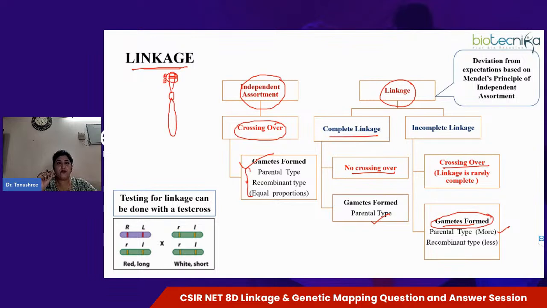So to test for linkage, we can perform a test cross, the same that is mentioned in the question, right? In some of the questions based on linkage, or maybe in the exam, you can get a direct question asking which test is usually performed to test for linkage. So always remember it is the test cross. And what is a test cross? Where the heterozygous is crossed with the homozygous recessive parent. So basically, linkage, we can say, is a deviation from expectations which were based on Mendel's principle of independent assortment.